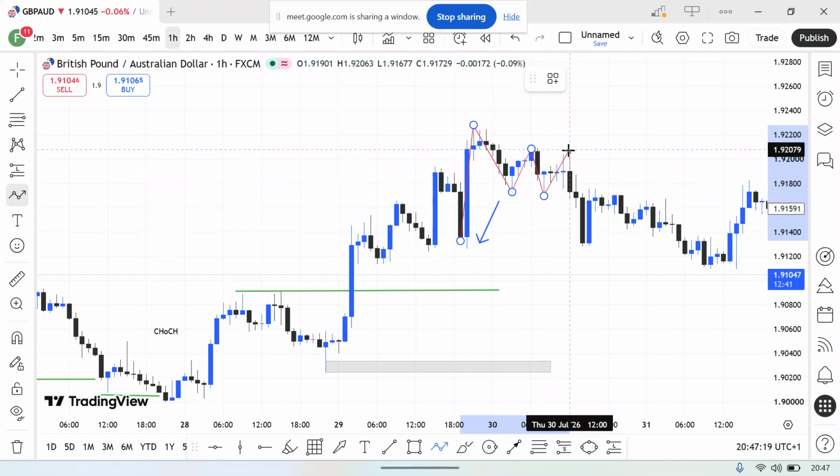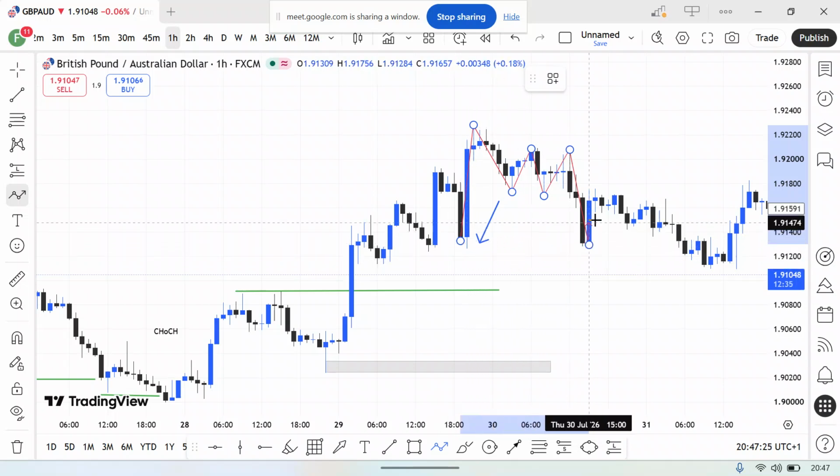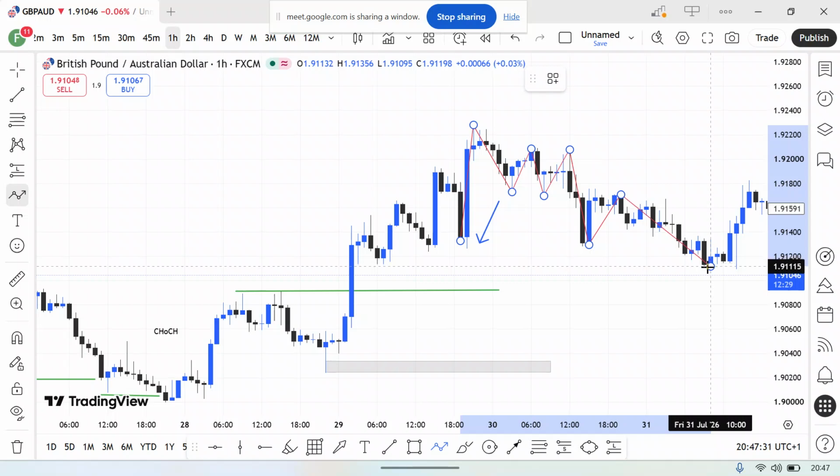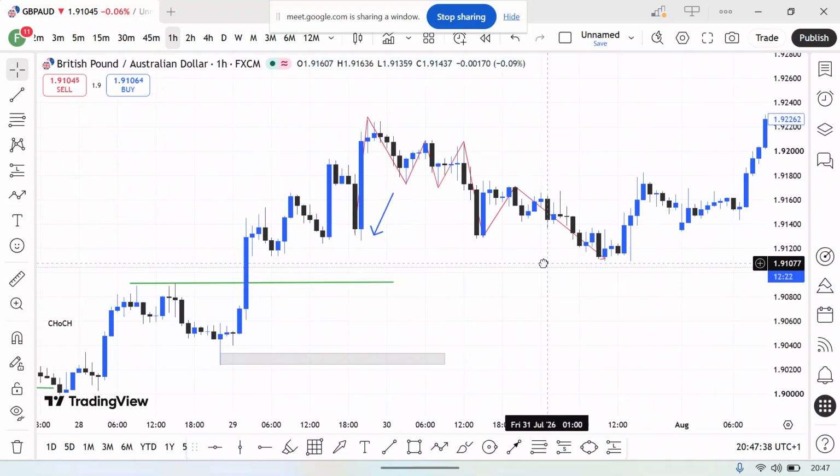And what happened? It came up, gave you another low which is lower, and came all the way down, created equal lows, and eventually gave you a lower high and a lower low. Are you seeing how everything changed in just a very short period of time?